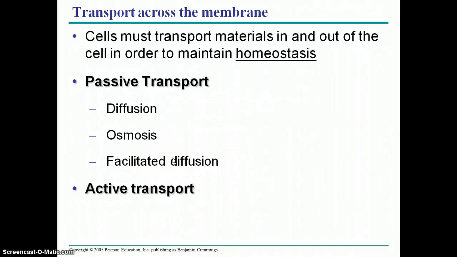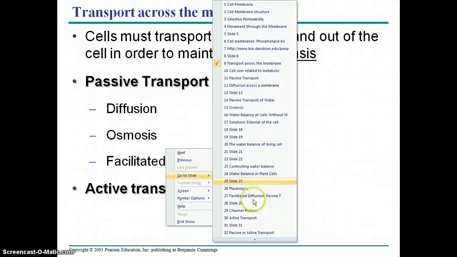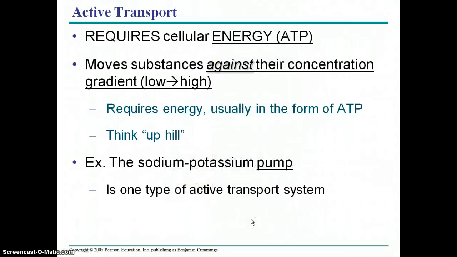So last class we talked about transport across the cell membrane using passive transport, which could have been diffusion, osmosis, or facilitated diffusion. Today we're going to focus on the last type of transport, which is called active transport. So what's the difference between passive transport and active transport? Well, to be active, what do you need? You need energy. Okay, energy in the form of ATP.